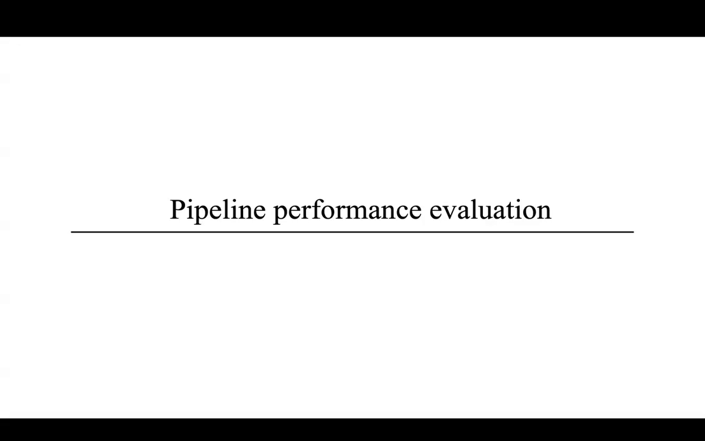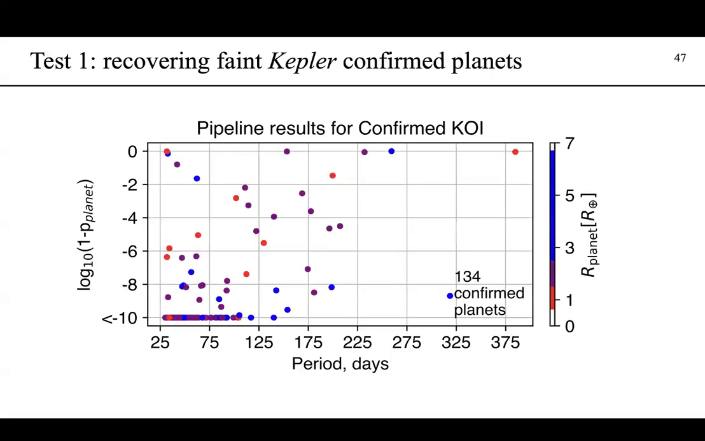Now we built the pipeline, we understood how it works and why it works, and let's make sure that it actually can detect something in the real data. So we took Kepler confirmed planets, we ran the pipeline on them, and we calculated this, log 10 of 1 minus p-planet. A little bit confusing, but what it says is that if this number is very small, it means that 100% for sure it's a planet. So it is not a planet with probability of 10 to the minus 10. For sure it's a planet. And if it is close to 0, then we don't really detect it.